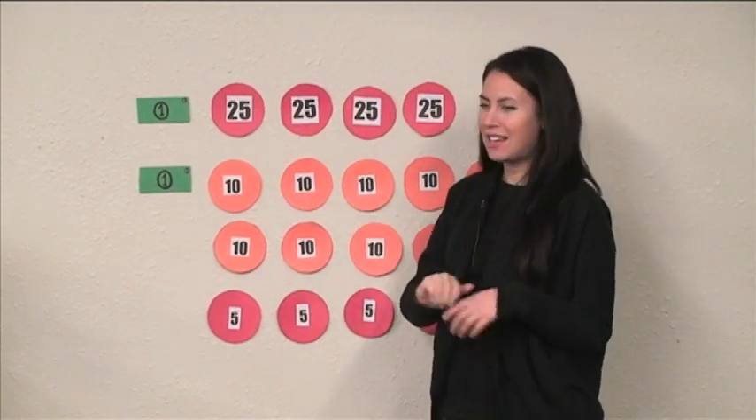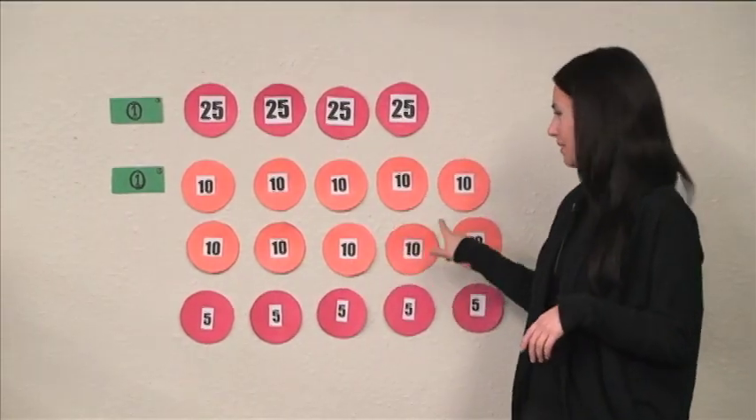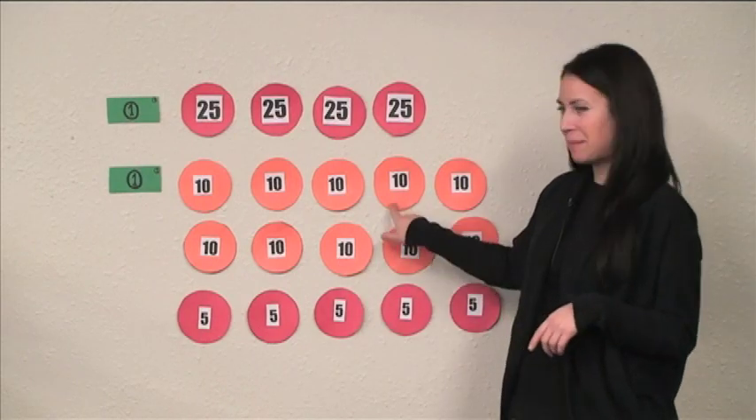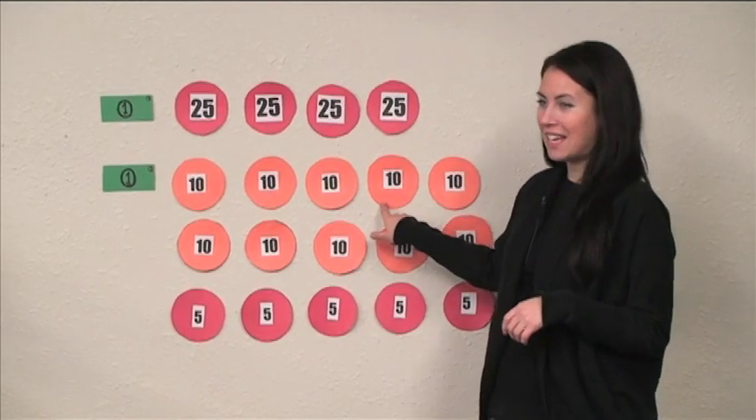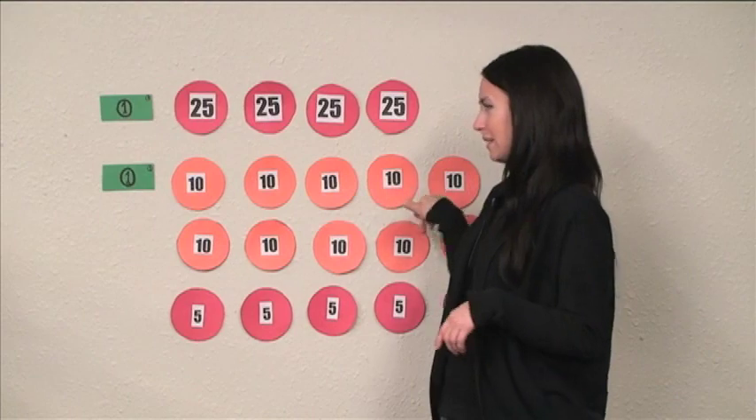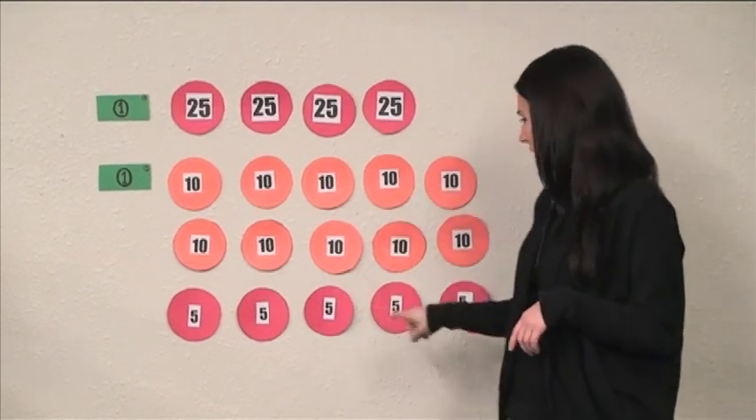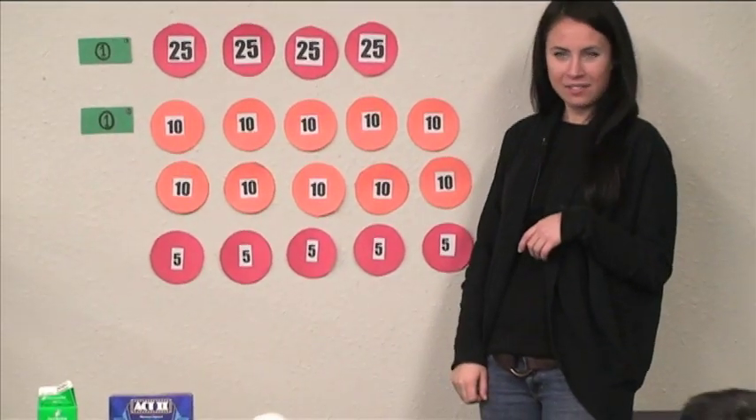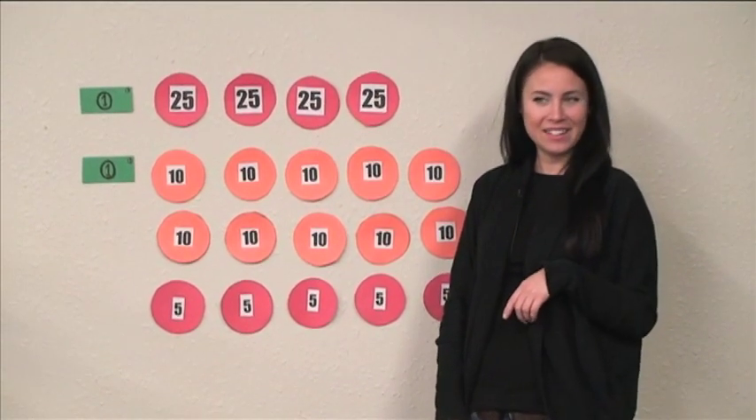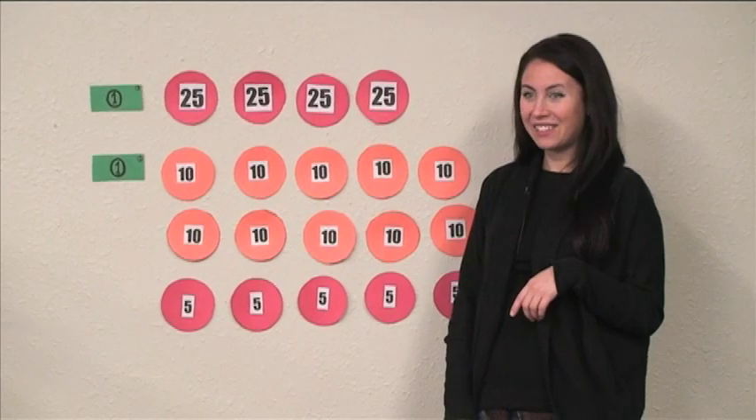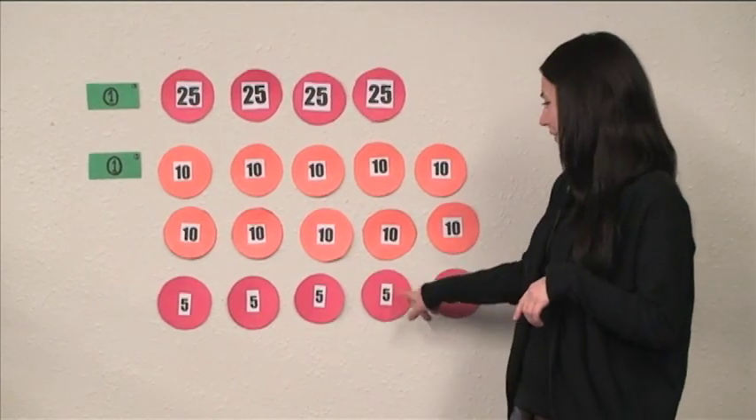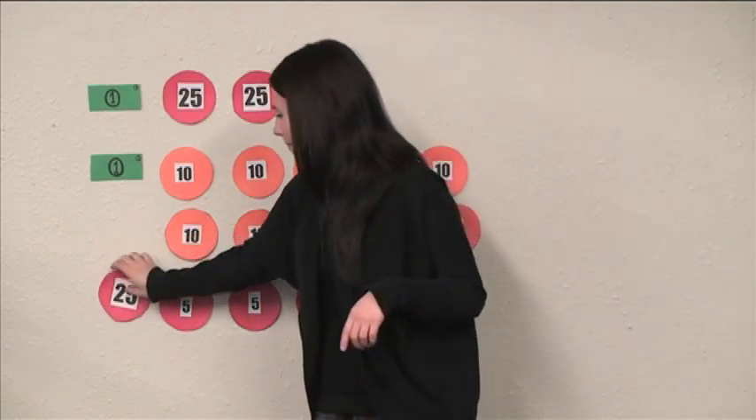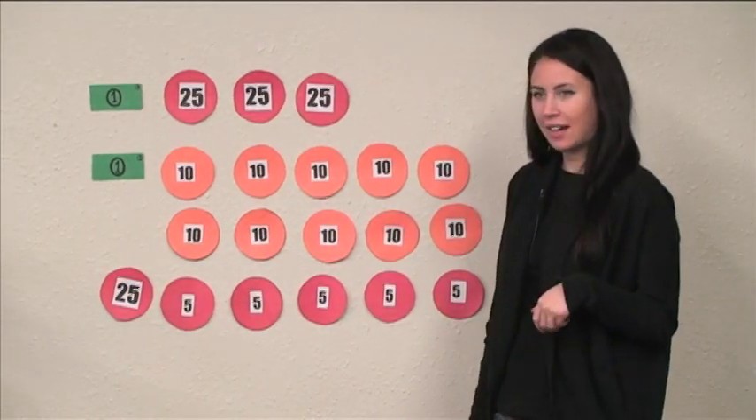And then another way you can make a dollar. Does anyone know? 10. What are these ones called? Do you remember? Dimes. 10 dimes. So 10 dimes make $1. What about this one? What do you think 5 nickels makes? Can everyone see that? 50? Is there any other guesses? 25? Yeah. If we have 5 nickels, that one makes a quarter. So, just like that.